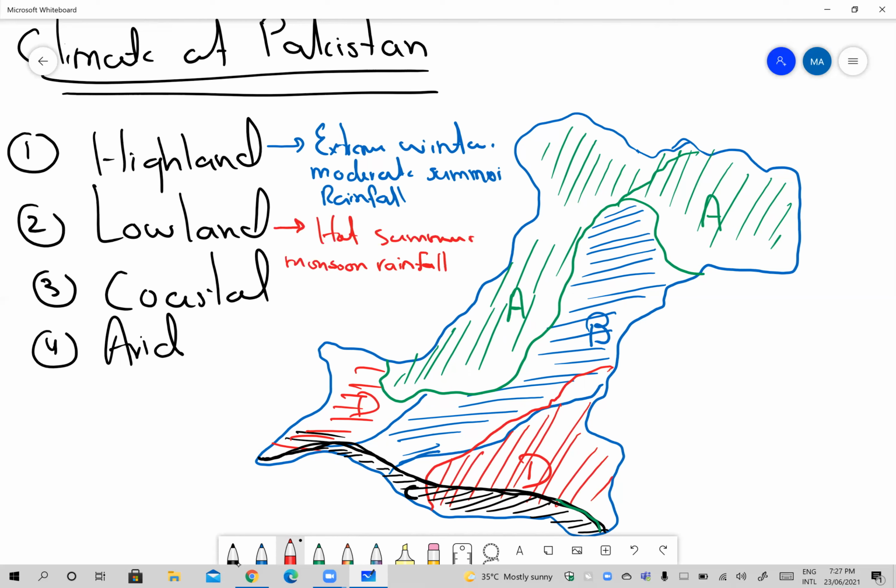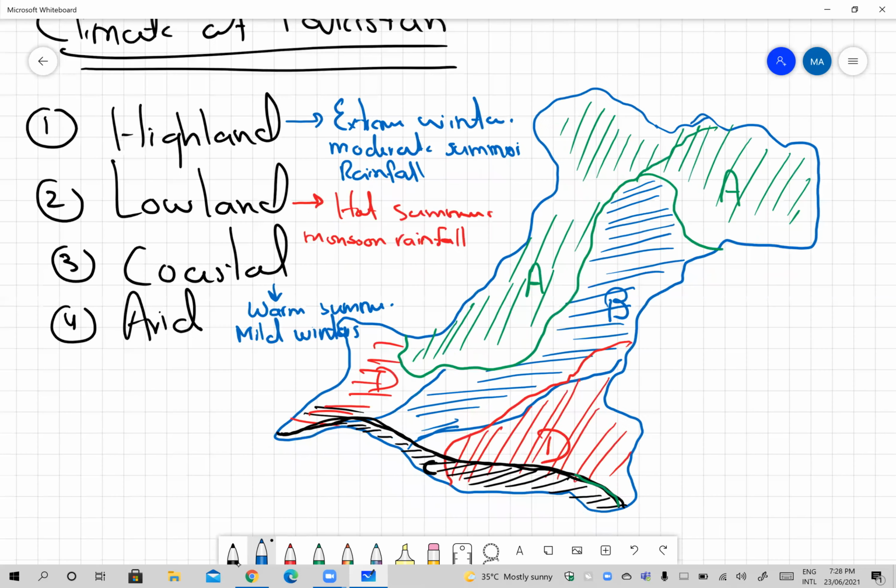Okay, coastal areas now. Coastal areas, all the areas alongside the sea, experience warm summers, not hot summers. Warm is, let's say, a step down from hot summers. The summers aren't very extreme. The temperatures would vary from around 30 to 35 degrees Celsius. Warm summers and mild winters, because the winters aren't very cold here. If you guys have been to Karachi, you'll know Karachi is never cold in winters. It just experiences moderate winters.